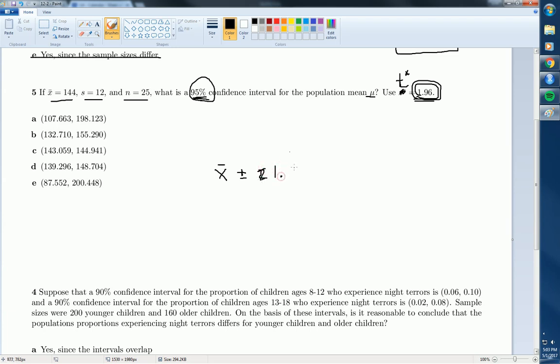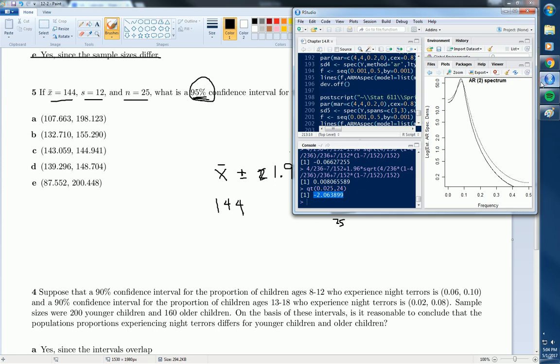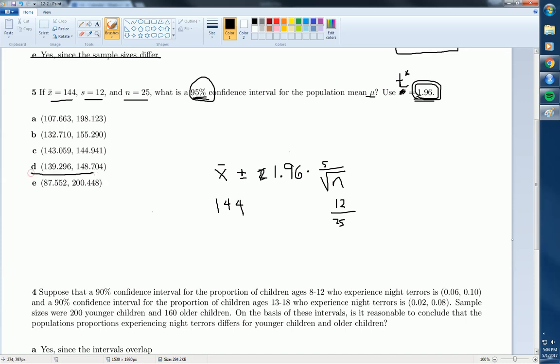So I'm going to use x bar plus or minus 1.96 times the standard error of x bar, which is s over root n. X bar is 144, s is 12, and n is 25. When I put that into my calculator, I get 139 on the low side and 148.7 on the high side. So the correct answer is D.